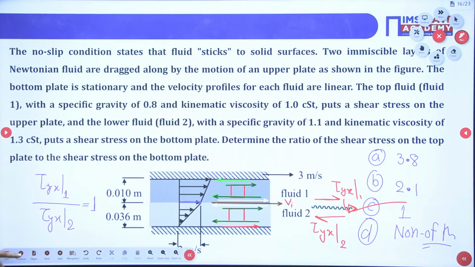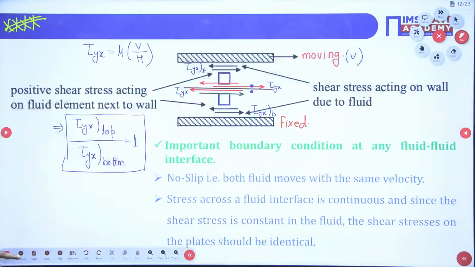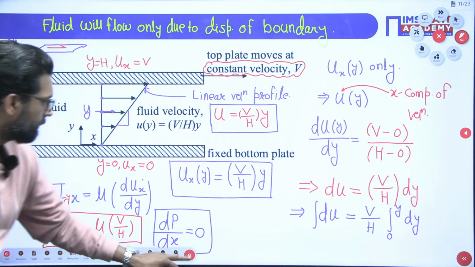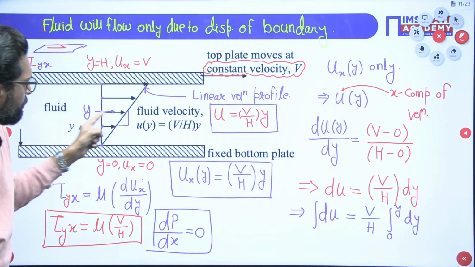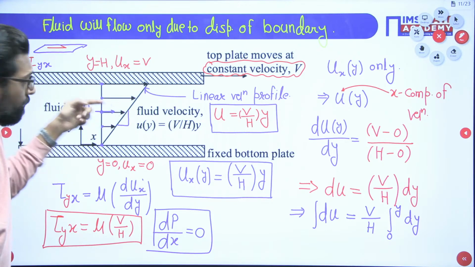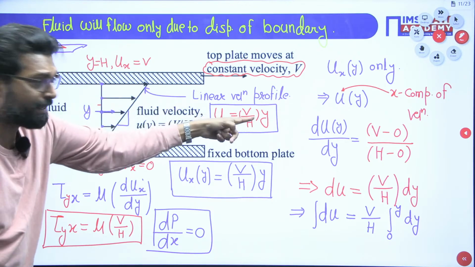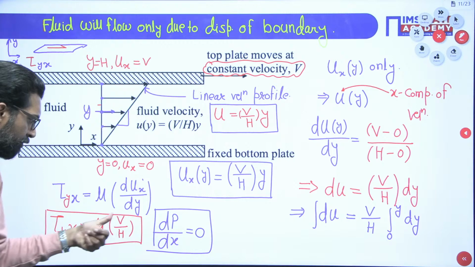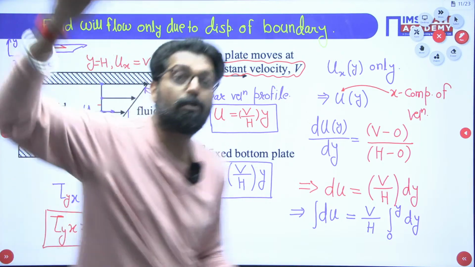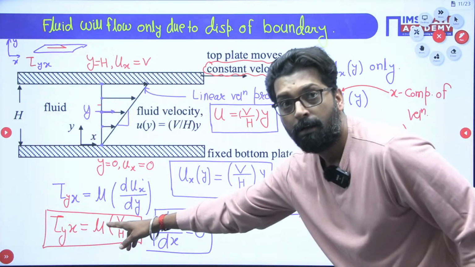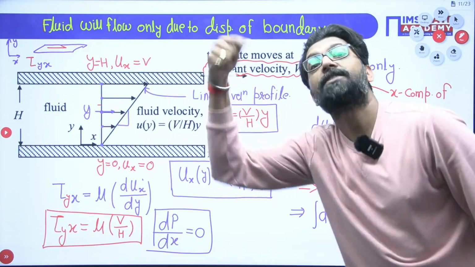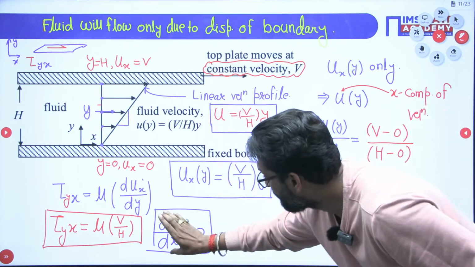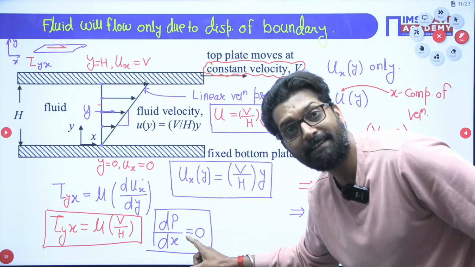See, this is the layer. So velocities differ. Velocity is varying, but the shear stress is constant. See, mu V by H: mu is constant, V is constant, H is constant. So shear stress is constant in each and every layer, provided the pressure gradient is 0. If there is a pressure gradient, you cannot say that.